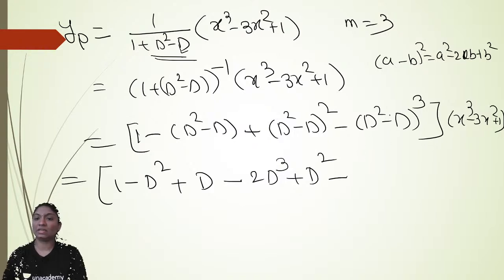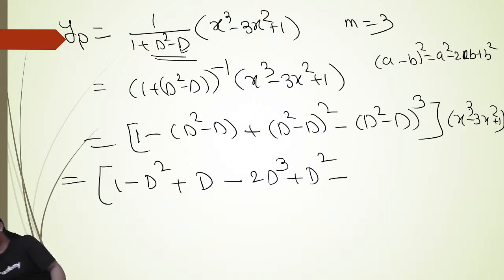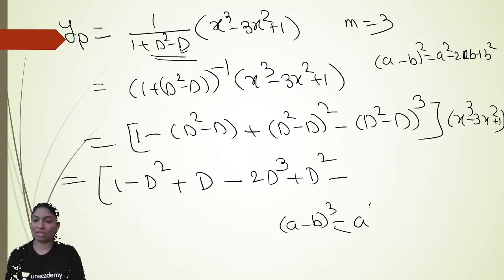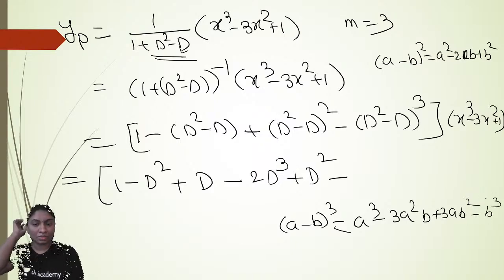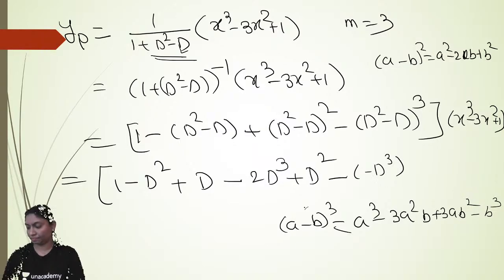Now minus here again d square raised to 3, so d raised to 6, that will be omitted. So you will get a minus b bracket cube: a cube minus 3a square b plus 3ab square minus b cube. Here a cube is d raised to 6, so we omit it. 3 into a square into b is omitted, 3 into a into b square is omitted, so we write only b cube, that is d cube, so minus of d cube.